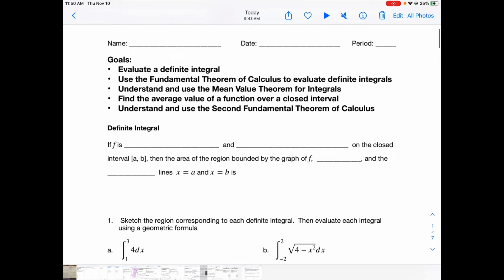Okay, today in this video we're going to learn about something called definite integrals. In order to evaluate definite integrals, we'll need to use something called the Fundamental Theorem of Calculus. Fundamental Theorem of Calculus has two parts. Part one lets us do our definite integrals.